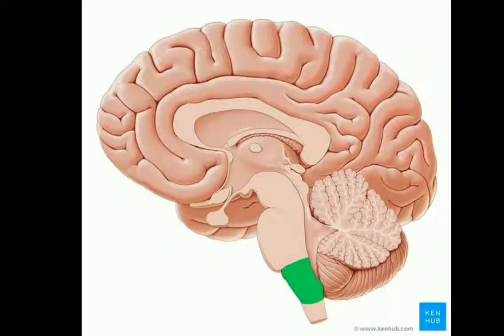The green portion which you can see in this diagram is medulla oblongata or brain stem. It is the lower portion of the brain. It joins brain to the spinal cord. Involuntary actions like heartbeat, breathing and sneezing are controlled by it.